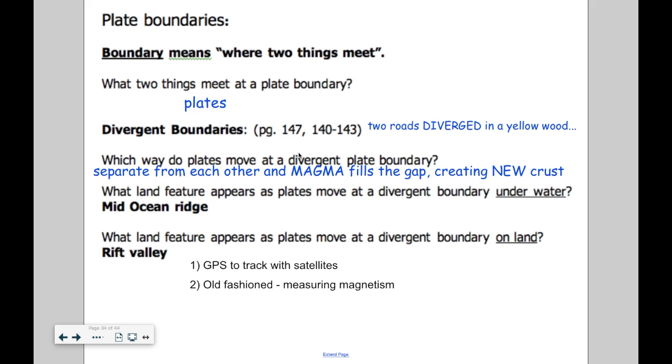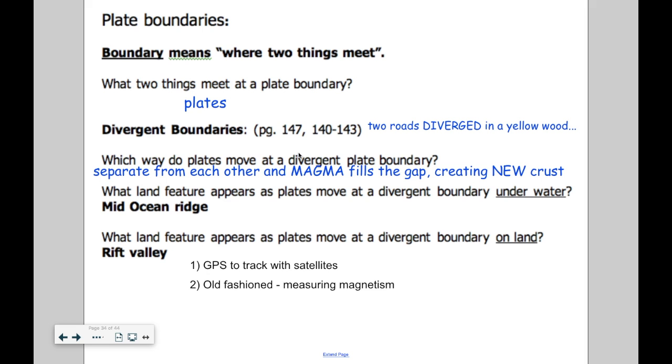We're going to start off with a quote from literature. This might surprise you, but I think it will help you to understand the nature of this plate boundary. "Two roads diverged in a wood, and I took the one less traveled by, and that has made all the difference." What does the author mean when they say that the roads diverge? What does diverge mean?